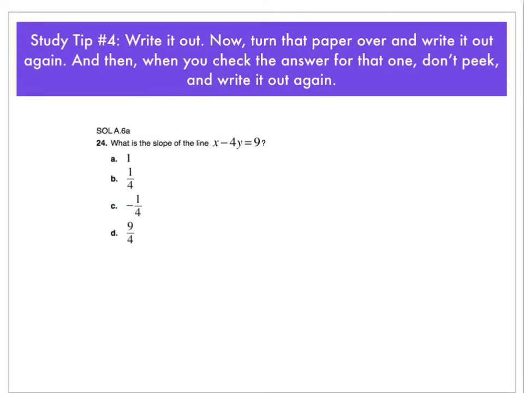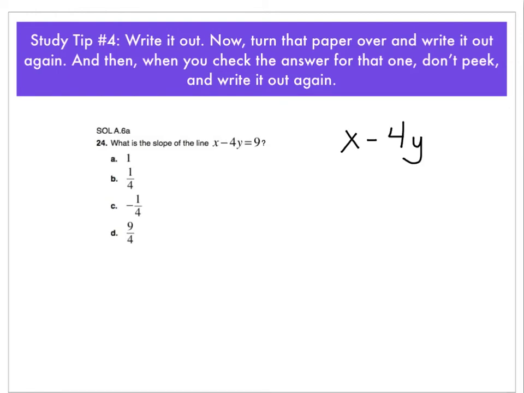Study tip 4, write it out. Now turn that paper over and write it out again. And then when you check the answer for that one, don't peek and write it out again. If you're looking at the work that you so neatly wrote out, you're not necessarily going to find your mistakes. If you are not writing it out, you're not even going to be able to catch your mistakes. So let's write this one out.